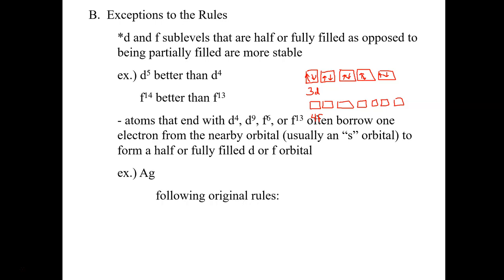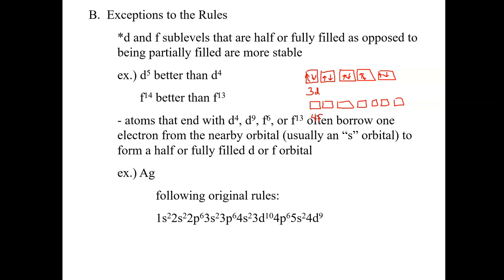So, following the original rules, you would have put 2 in the 1s, then 2 in the 2s, and 6 in the 2p, and then 2 in the 3s, and then you would have done the 3p and the 4s and the 3d and the 4p, and that's the order you would have gone in. And you would have ended at 4d9. Okay? Now, 4d9 is 1 electron away from being a 4d10, and a d10 would be fully filled.